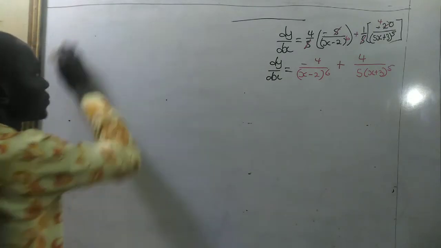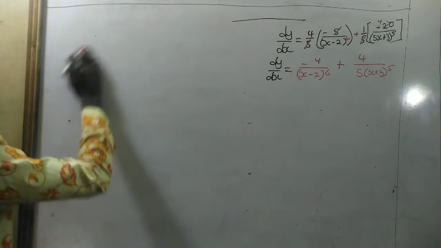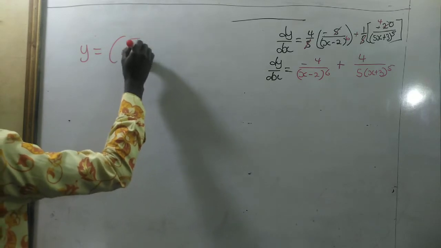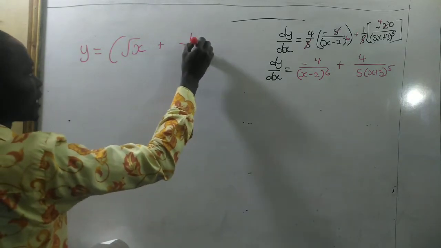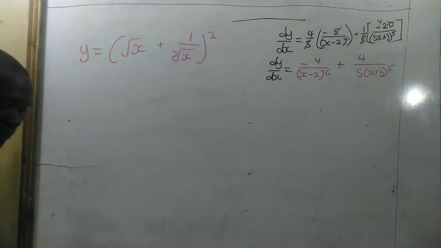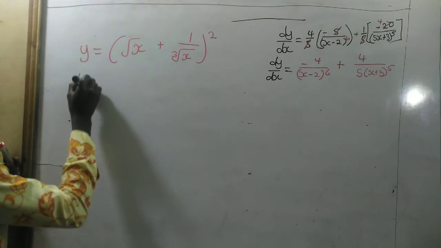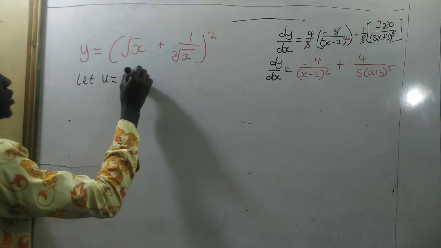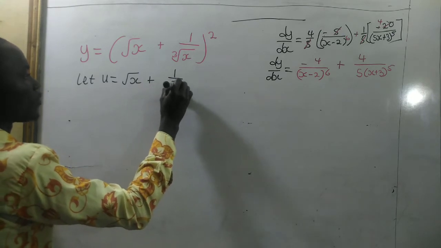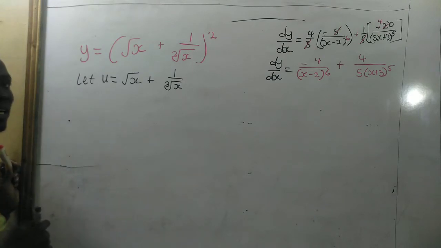Let's take this one. And what I have here is very simple. I have y equal to, in brackets, the square root of x plus 1 divided by the cube root of x, all squared. Wow! This one too, we say that I will let u equal to the square root of x plus 1 divided by the cube root of x. How do we do the derivative of this? We've done this one in lesson 1.